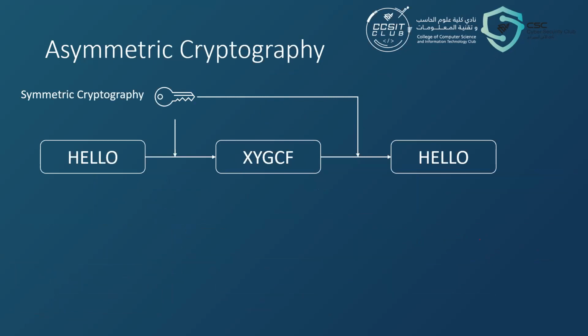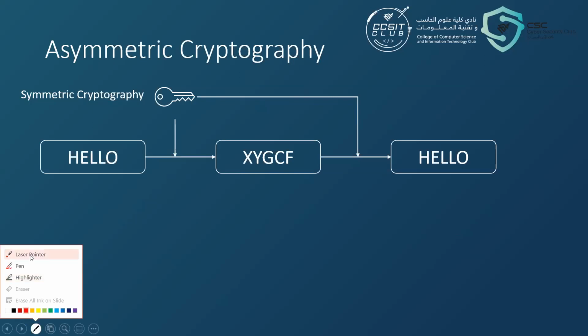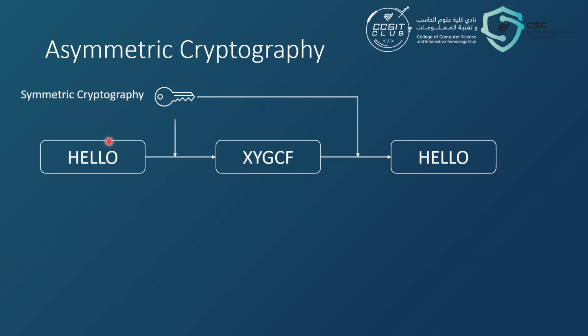Okay, so now going to my favorite topic, which is asymmetric cryptography. In order to understand asymmetric cryptography, we will revisit the basics of symmetric cryptography. For symmetric cryptography, for example, if you have your message hello, and then you apply your secret key to encrypt it, you get this ciphertext or this random set of characters, and then you apply the same key to decrypt and get your original message back.